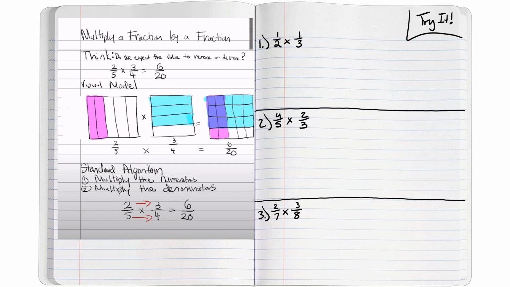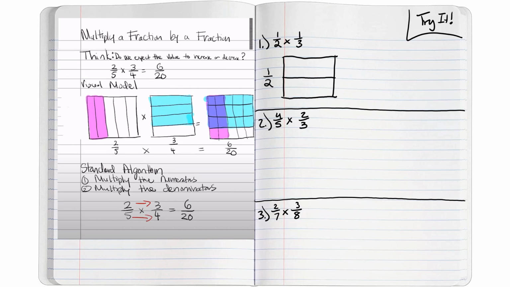So let's start with our problem number 1. We have 1/2 times 1/3. So first we're going to start with the model. The strategy here is I'm going to draw a unit square, and I need to be able to model 1/2 and 1/3 using this model. So first let's show 1/2. I'm going to start here on the side, and I know I need to cut it into halves. I want to do 1/2. So I'm going to cut it in half.